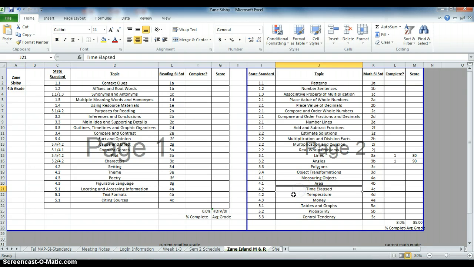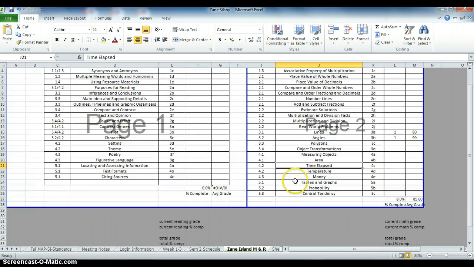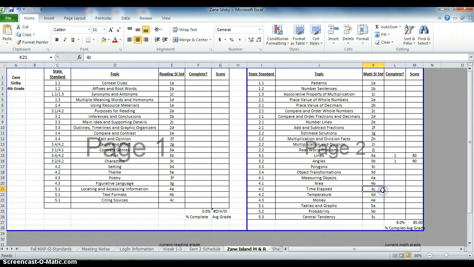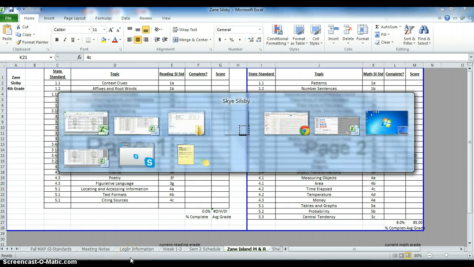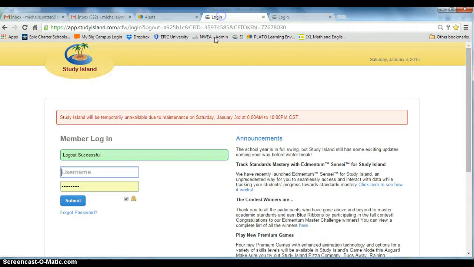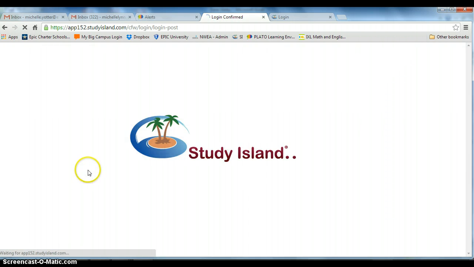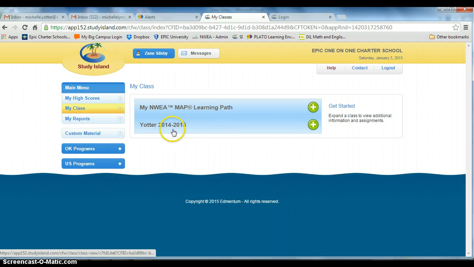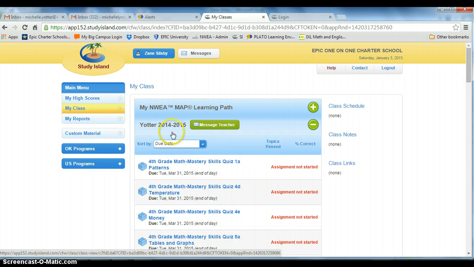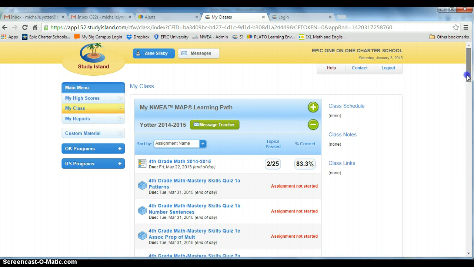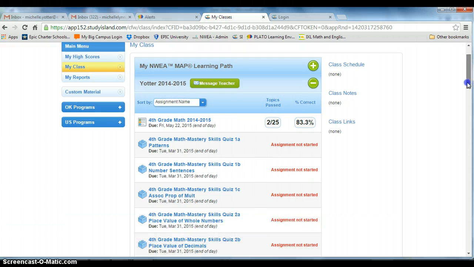So he wants to do time elapsed this week as one of his maths. We know time elapsed in Study Island is 4C. What he's going to do is log into Study Island using his normal 4x4 login, Epic 2014. And you're going to go to Yoder 2014-2015, which is where all of these live. And there are a lot, so what I suggest is sort by assignment name. That way all the math are together and then the reading are together, and it's a little easier to see.